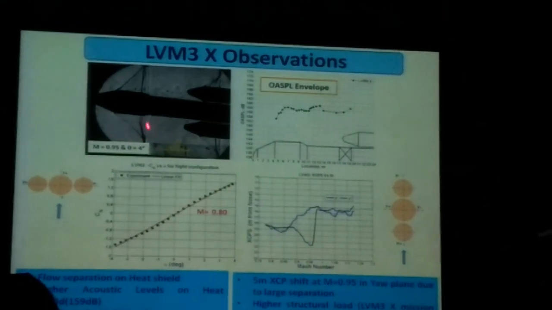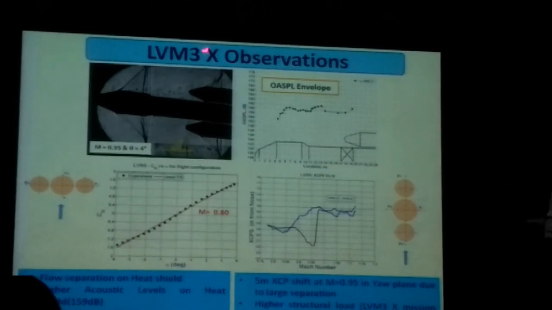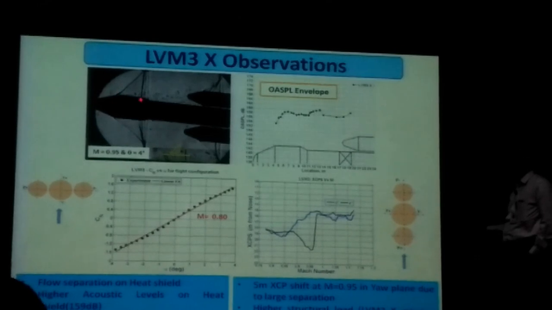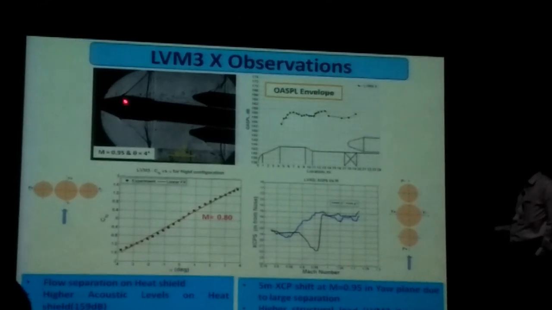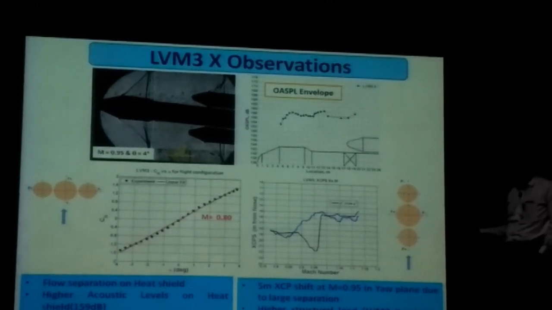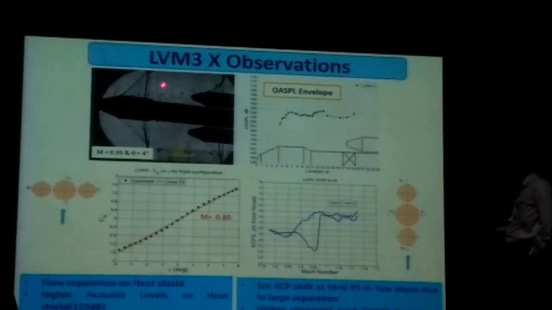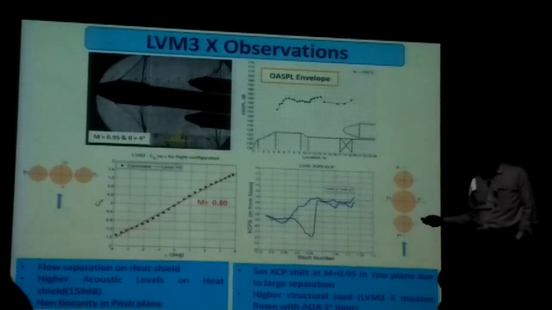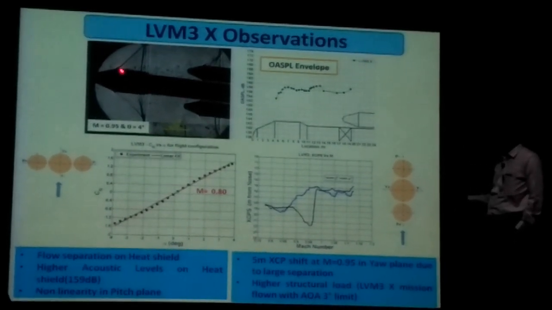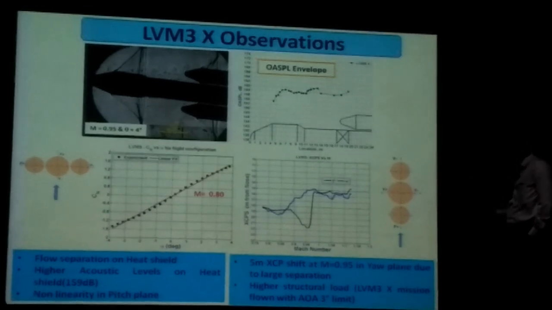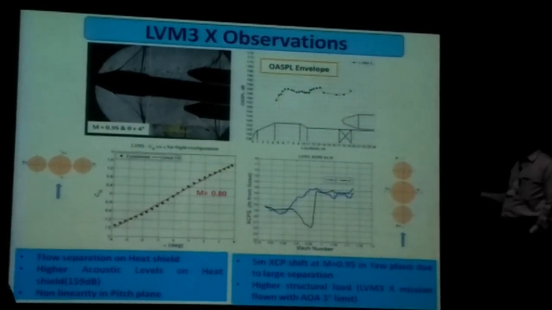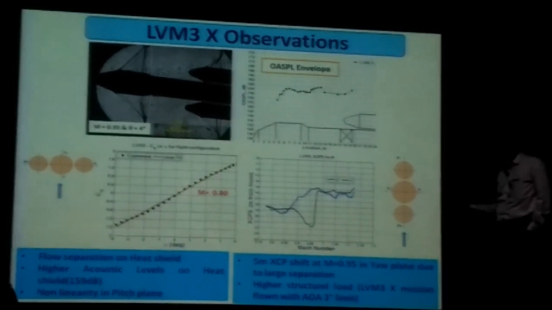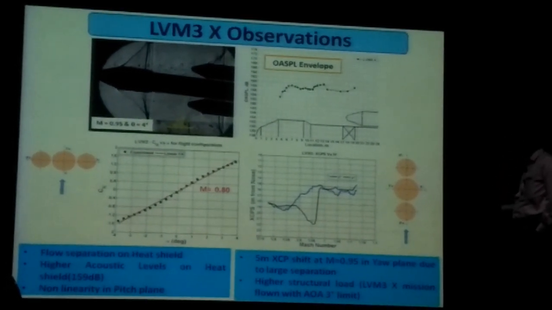And this is the vehicle, first we had the LVM3X, which has a straight nose cone. And you can see here at Mach number 0.95, there is a large gate separation. And with the large gate separation, you also have a large amount of unsteady loads. And when we did the measurements inside, we found that the acoustic levels are rather high. And then I will come to the subsequent vehicle for which we did a better configuration, replacing this cone so that you have a lower acoustic level.